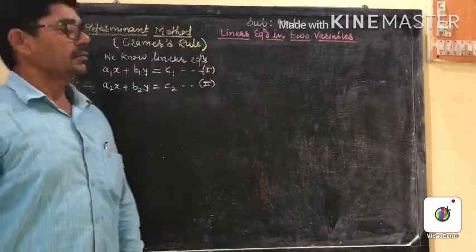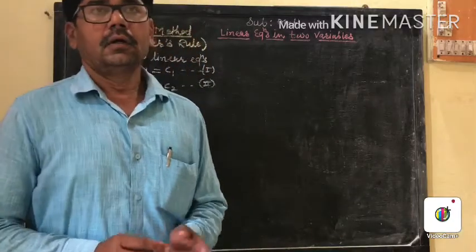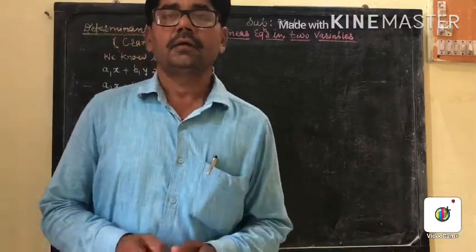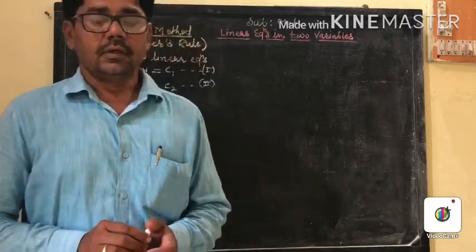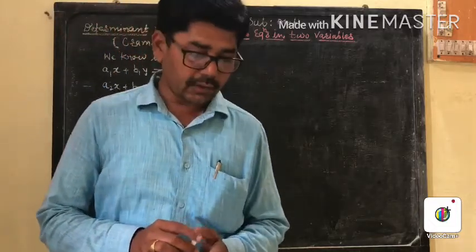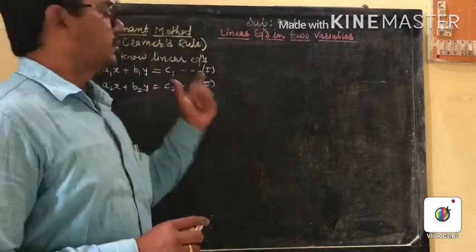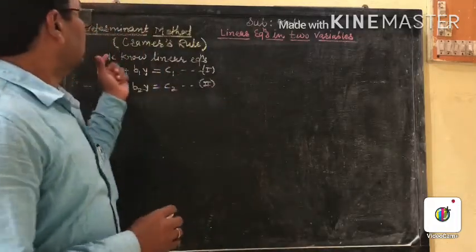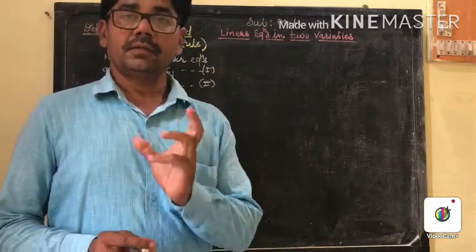This determinant method was first given by the great mathematician George Gabriel Cramer. What is the name of the mathematician? George Gabriel Cramer.